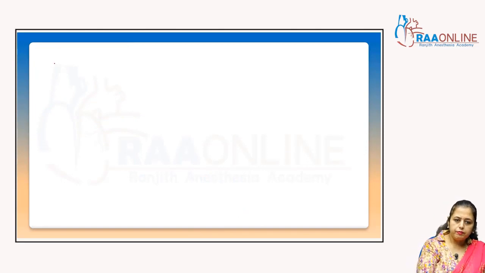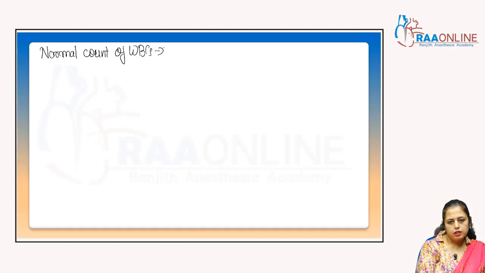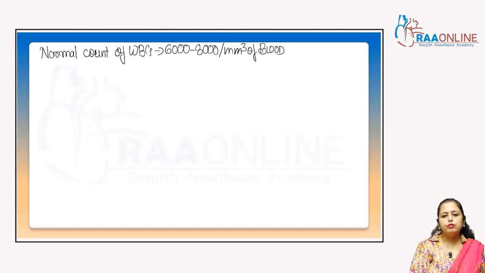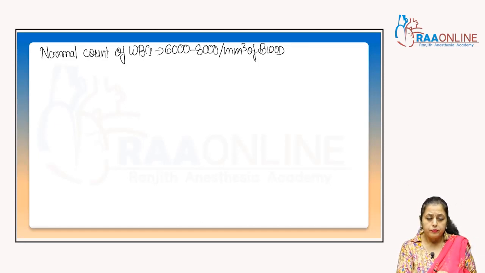Now come to the normal count of WBCs, that is 6,000 to 8,000 per cubic mm of blood, right? Normal count of WBCs, that is 6,000 to 8,000 per cubic mm of blood.